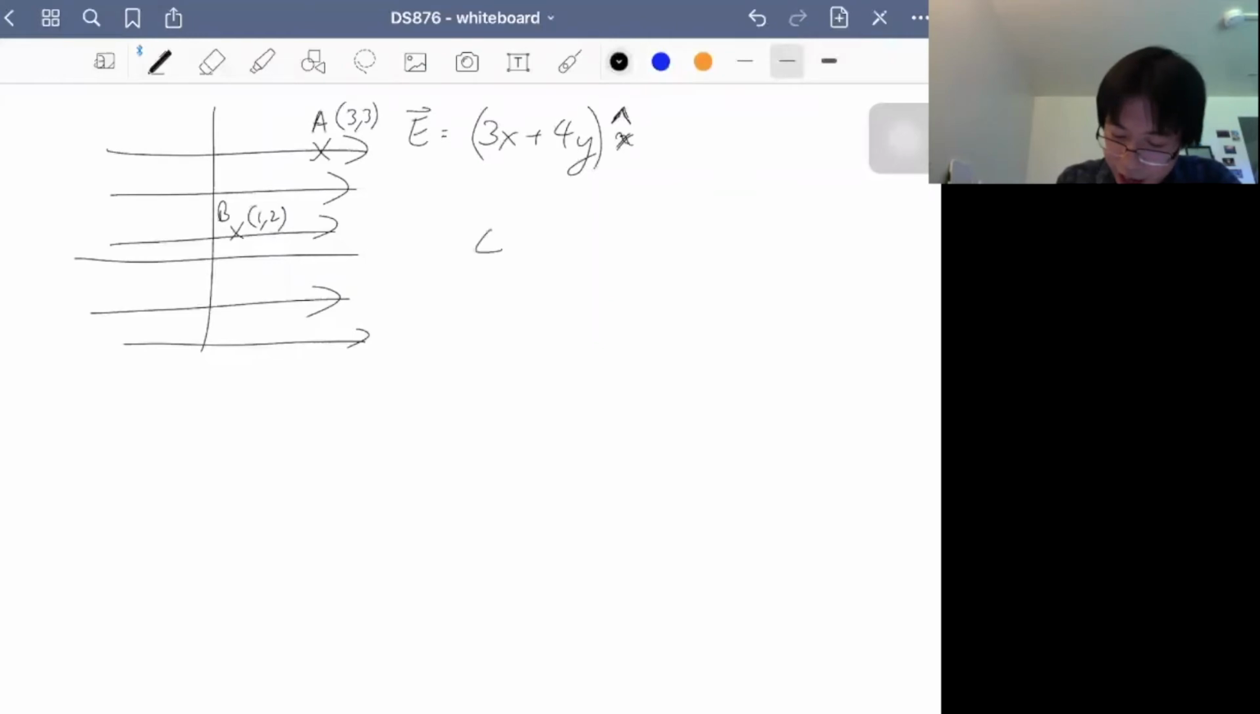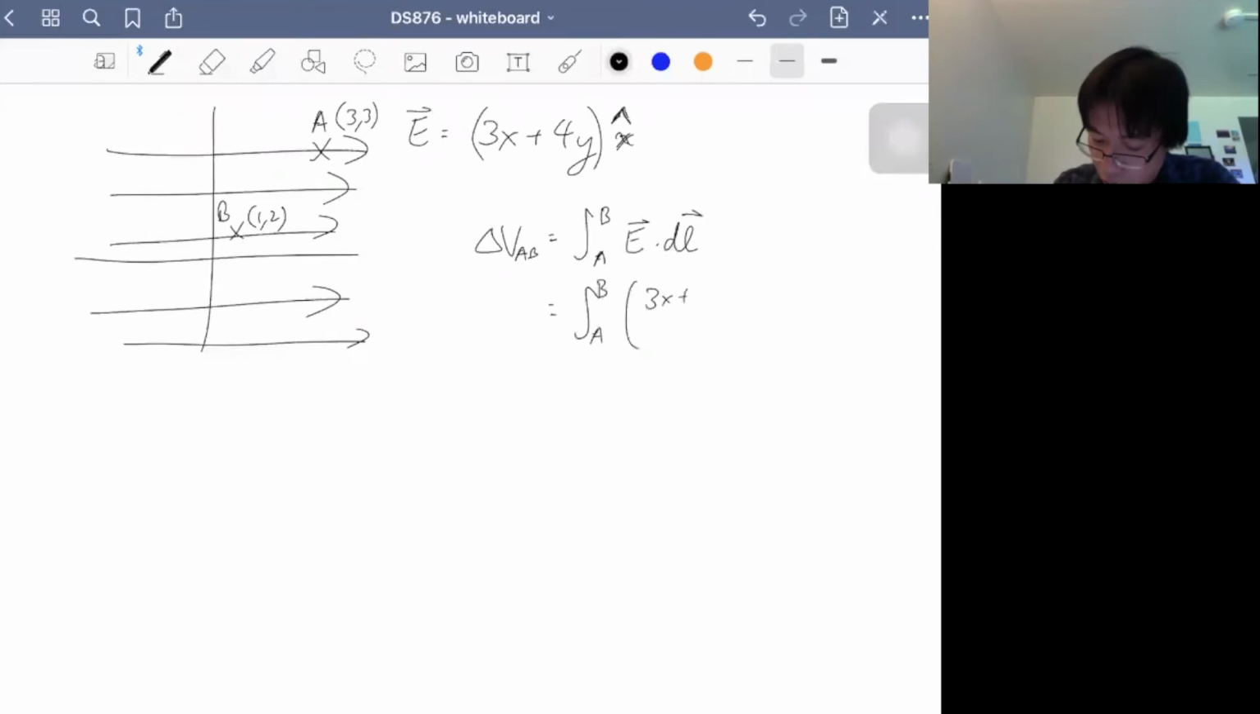How do I do it? I want the potential difference between A and B. So you write A, B, electric field, and the length. Okay. What is A? A is 3, 3. Okay, so let me just write A and B to save some ink. The electric field is 3x plus 4y in the x direction and 0 in the y direction, right? So I don't need to write that. Dot, what's dl?